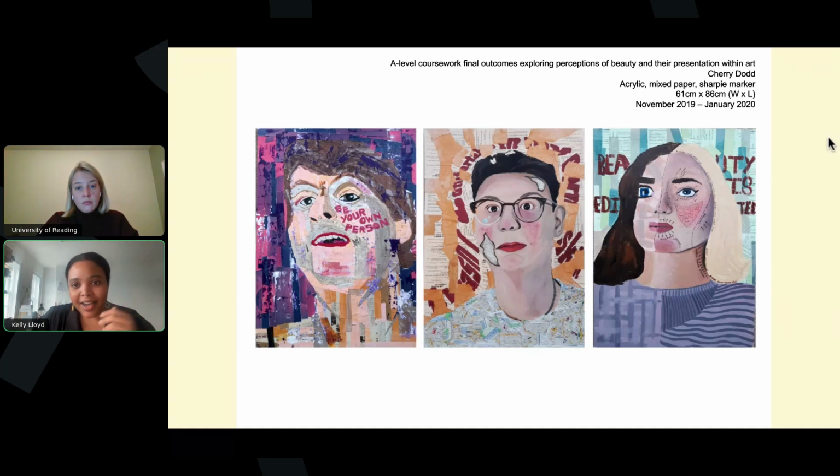Cherry's slide includes 3 portraits of people, 3 painted portraits of people. You can see that Cherry includes quite a good and clear caption, which lists the medium, the size, the date that she worked on it, and then also some of the themes around beauty, their presentation of art, and she specifies that this is A-level coursework.